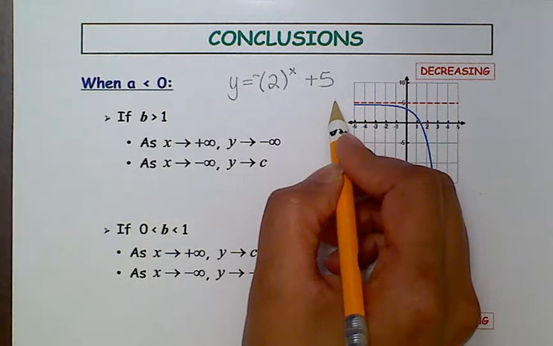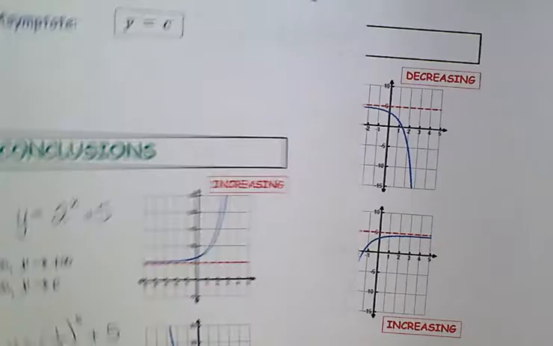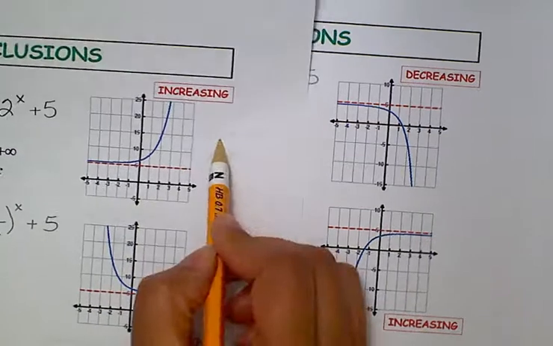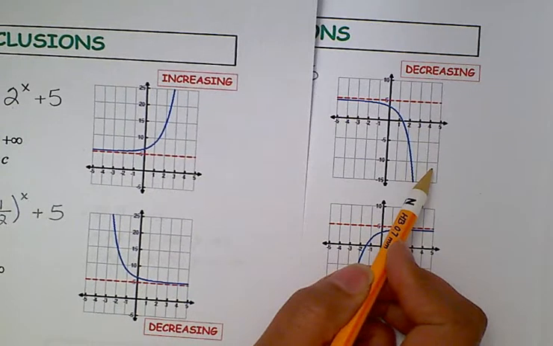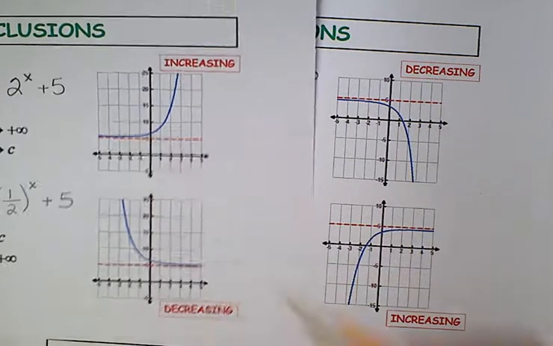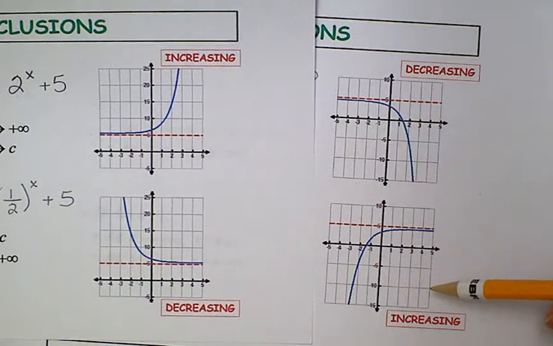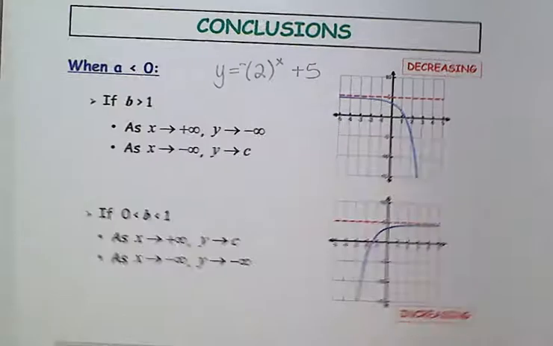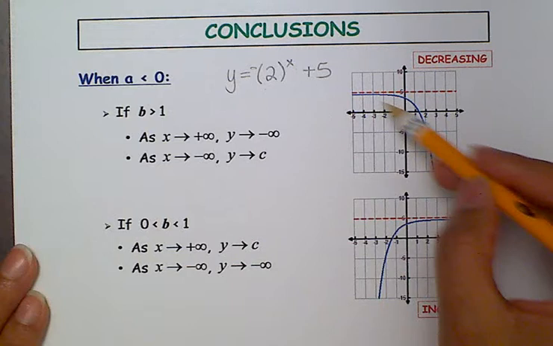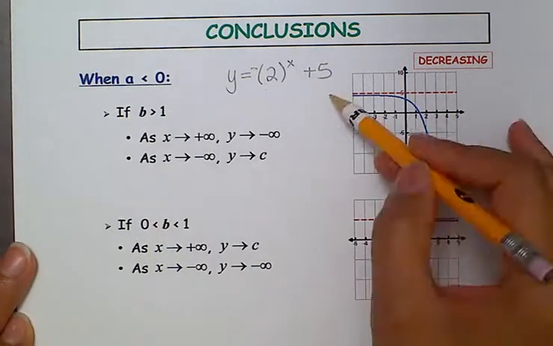What ends up happening is the graph goes from being increasing, which is what we looked at earlier, to being decreasing instead. And the reason for that is because the graph has been reflected along the x-axis. So instead of going up and to the right, now it's going to go down and to the right. Okay? So as x gets larger, the value of the function gets smaller. And as x gets smaller, the value of the function approaches the asymptote.